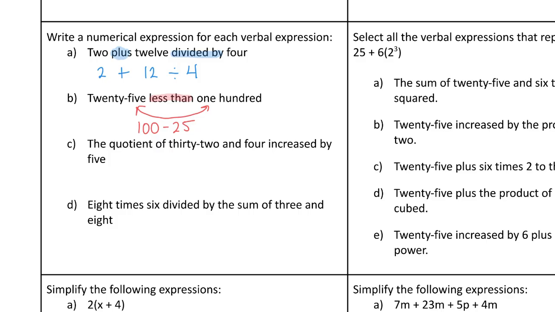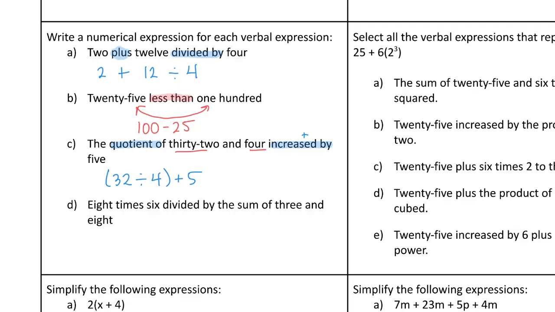All right, next one, it says the quotient of 32 and 4, then we have increased by 5. Remember, quotient means dividing. Sometimes I like to put it in parentheses, so we can do 32 divided by 4. And then increased by, we know, is addition. It's going up, increased by 5.